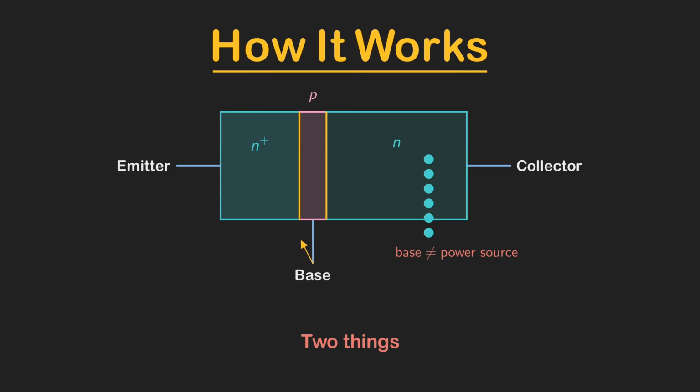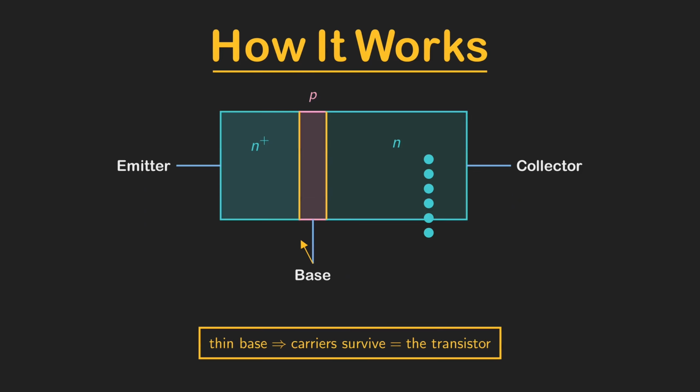The emitter does. Second, a reverse bias collector junction is not sitting there doing nothing. It is actively collecting. If you remember only one sentence from this section, remember this. A thin base means the carriers survive, and that is the transistor.